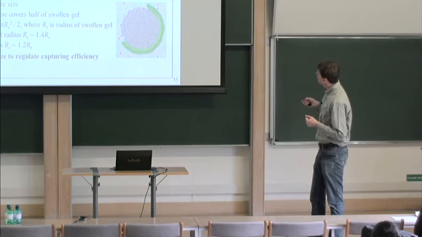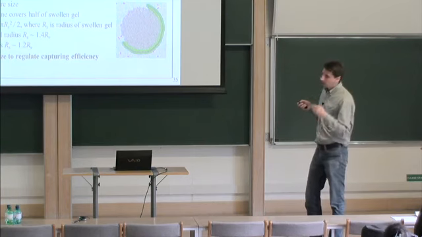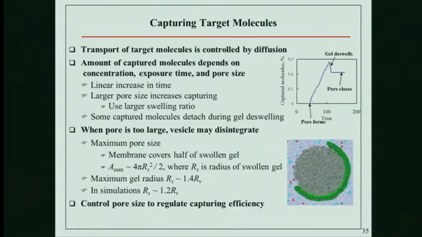Now this plot shows how we capture the molecules over time. We can see it's pretty much a linear process. Again, it tells us that this is a purely diffusive process. It's driven by the concentration gradient and they adsorb on the surface.